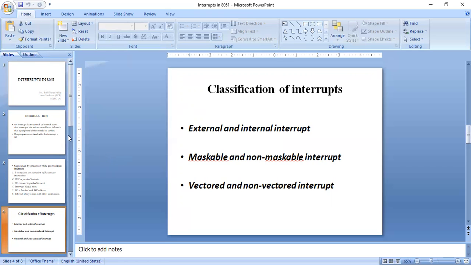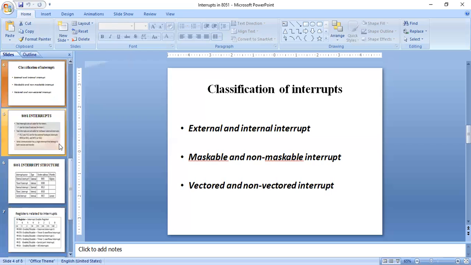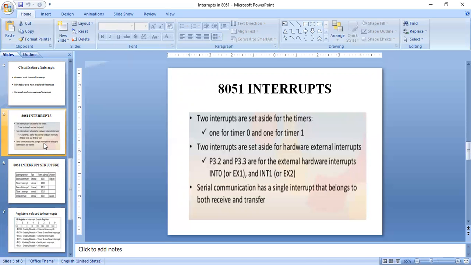Now we come to 8051 interrupts. Basically there are 5 interrupts for the 8051: 2 external interrupts and 3 internal interrupts. The external interrupts are the external hardware interrupts, through the pins P3.2 and P3.3. P3 indicates port 3 of the 8051. Port 3's second pin and third pin are used for external interrupts.